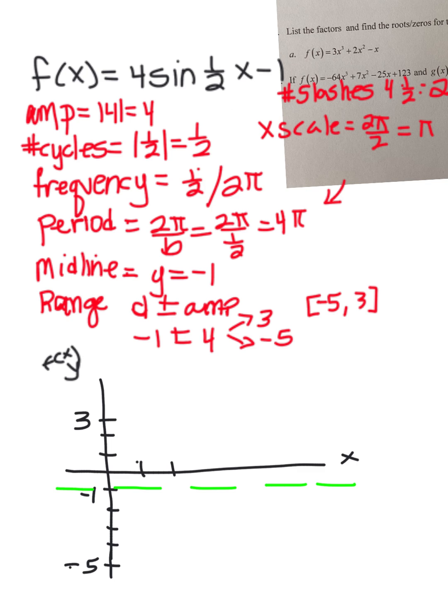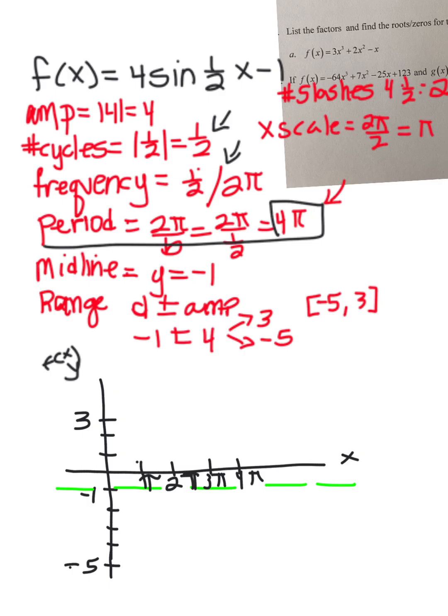Sorry, no. We have the number of cycles. Frequency is half a cycle in 2 pi. So this is pi, 2 pi. But now we're going to need 2 more slashes because I need to get to 4 pi. Because that's what the period is. The period is 4 pi. Remember, period is when you see one complete curve. It says to graph one curve.